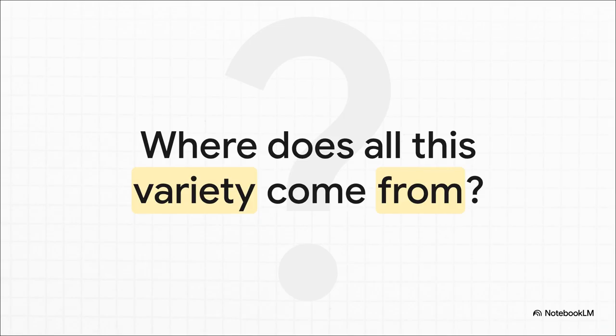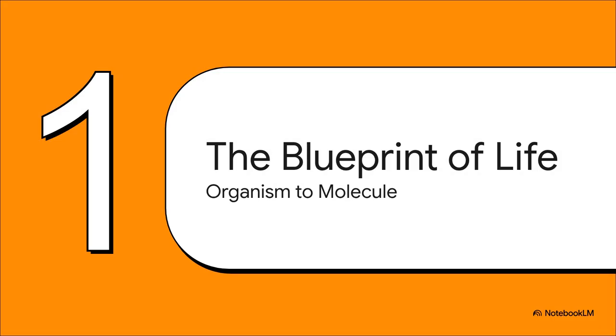We're going to take a journey from the scale that we can see with our own eyes all the way down to the molecular blueprint that builds, well, everything. Okay, so our first stop is actually finding that blueprint, right? To understand diversity, we have to find the instruction manual first. And, like any good manual, it's all organized in layers.